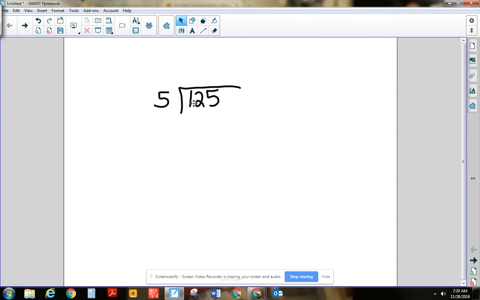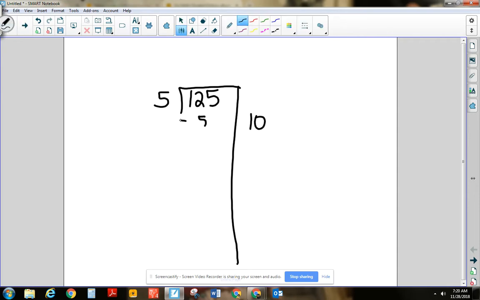So our total is 125. How many will be in each group if there's 5 groups? Let's go ahead and do 10. 10 times 5 is 50. Now it's very important that you line up your place value and that you pay attention here. So when we're subtracting, 12 take away 5 is 7. Well, I can put another 50 in there.